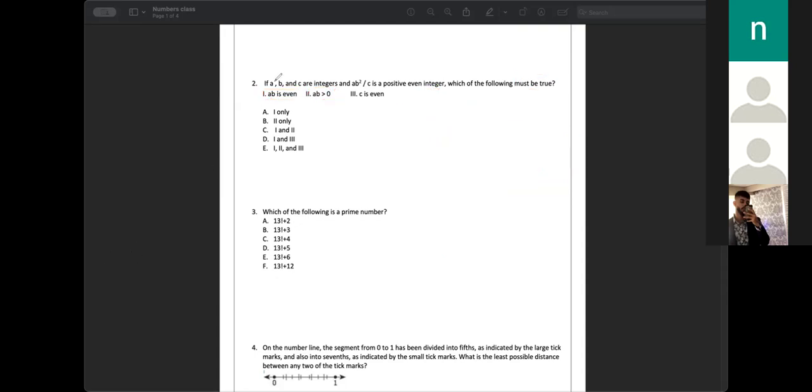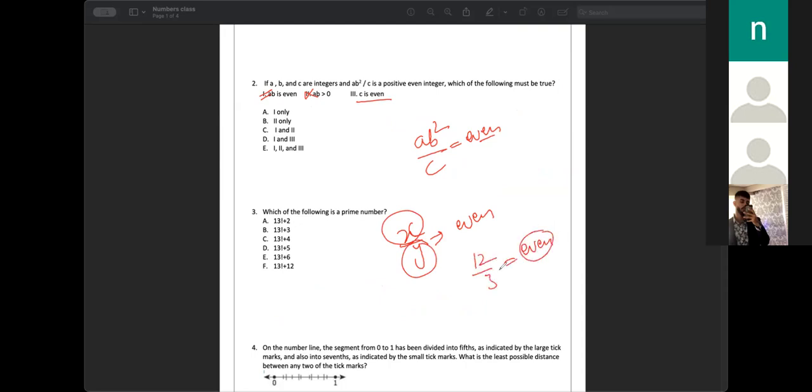So the first is true, the second is not always true. Third, C is even. Again, AB square upon C is even, simply saying X upon Y is even. We can be sure about the numerator that X is even, but what about the denominator? It doesn't need to be. 12 upon 3 is even. The denominator doesn't need to be even. It might be, it might not be. We don't know. So only the first is true. Only one out of three options is true.